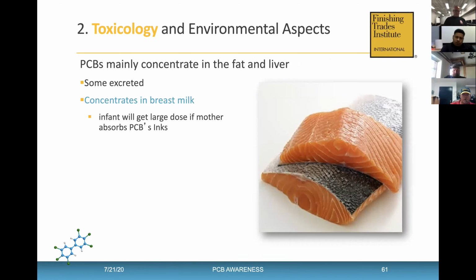So as I said, they mainly concentrate in fat, but they also concentrate in the liver. It's one of the reasons they were looking at sheep livers as far as gauging food contamination there in Germany. So some of it's excreted. It also concentrates in breast milk. So again, if you have an infant and they're nursing, if the mom has body burden, and body burden means it's the amount of toxic chemical that your body hangs on to. So that's the amount that doesn't get metabolized, it doesn't get excreted, it's stored in your body. And it comes out over time. So if the nursing mother has a body burden of PCBs, it can be passed on through the breast milk.